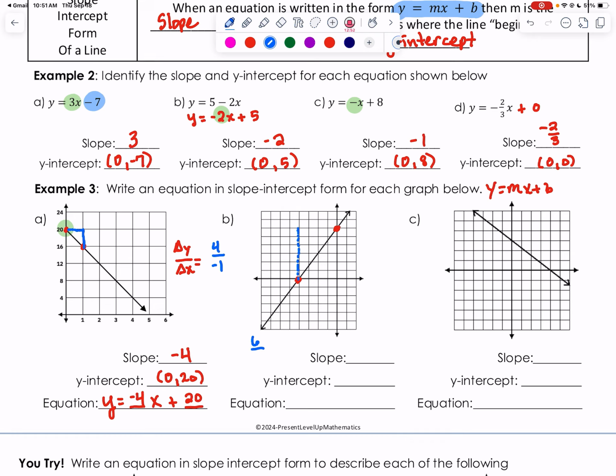And then the change in x. So how many did it go over? 1, 2, 3, 4. Now, those numbers will reduce. We can divide them both by 2. So if I divide them both by 2, I'm going to get a slope of 3 over 2. Now, the y-intercept, remember, is where does that line touch the y-axis? So I'll just count 1, 2, 3, 4, 5. So it touches the y-axis at (0, 6). So I'm going to put those together to write an equation to represent this line. y equals 3 over 2x plus 6.